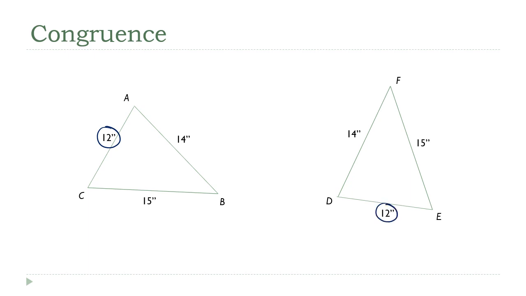The 12-inch sides match. The 15-inch sides are another corresponding pair. And finally, the 14-inch sides are also congruent. So this is what I need. Right now we've shown that there is a correspondence between the sides such that each corresponding pair is made up of 2 congruent sides. And that's the requirements for using the side congruence theorem.